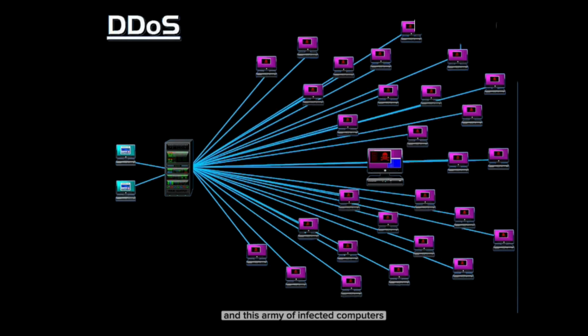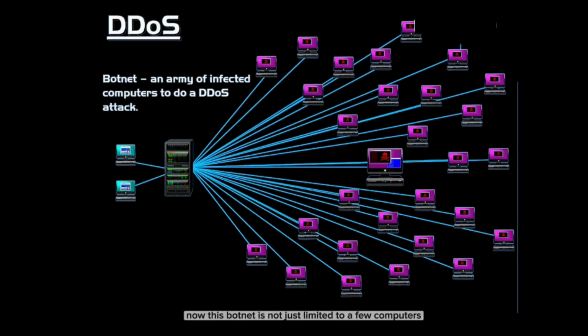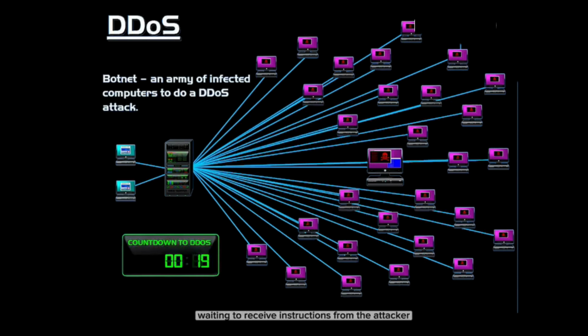And this army of infected computers is what's called a botnet. Now this botnet is not just limited to a few computers. It could be hundreds or even thousands of computers that are scattered all over the world. So now this botnet can be controlled like an army, waiting to receive instructions from the attacker, who is like a centralized command and control center for the botnet. Then the attacker can send out commands to all these computers to tell them to attack at a certain date and time. And once that set time is reached, the attack begins.